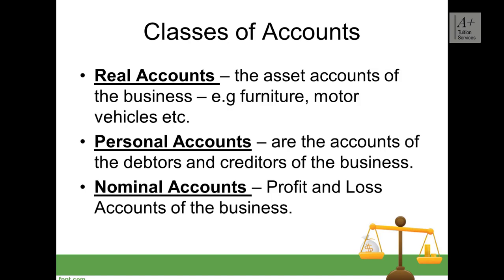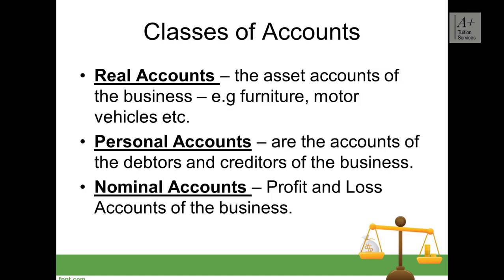There are three main classes of accounts, and as you can see on the screen, the first type we have is real accounts, and these are the asset accounts of the business. So for furniture, motor vehicles, machinery, fixtures and fittings, anything that deals with permanent assets, we class it under a real account. Current assets could be classed here. Remember, there are two types of assets, fixed and current, and they are both under the real accounts.